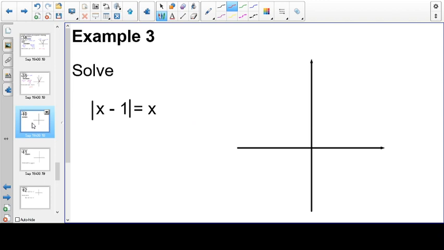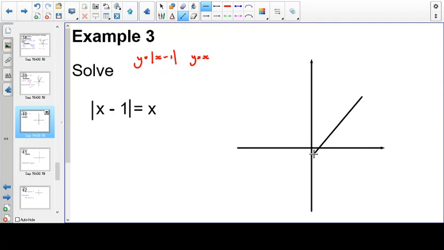Solve x modulus x minus 1 equals x. So we're going to solve where that and that intersect. So let's start with the modulus. 1, x minus 1 would come down like that and go through 1. It's going to stop there and then bounce back up like that. Okay, so that's the modulus.